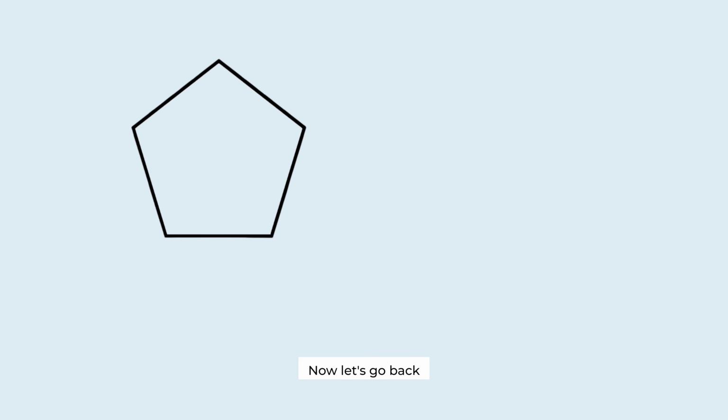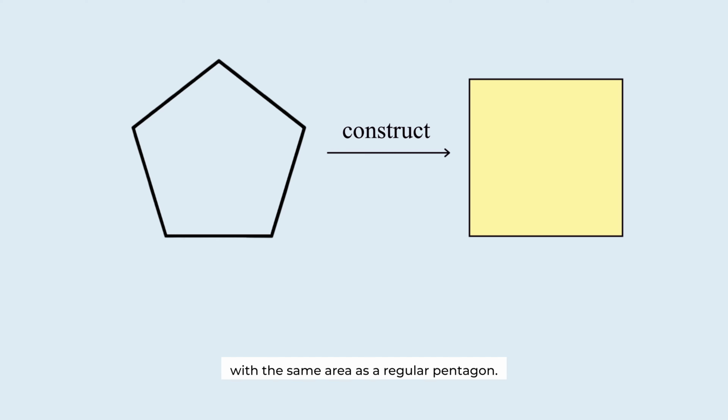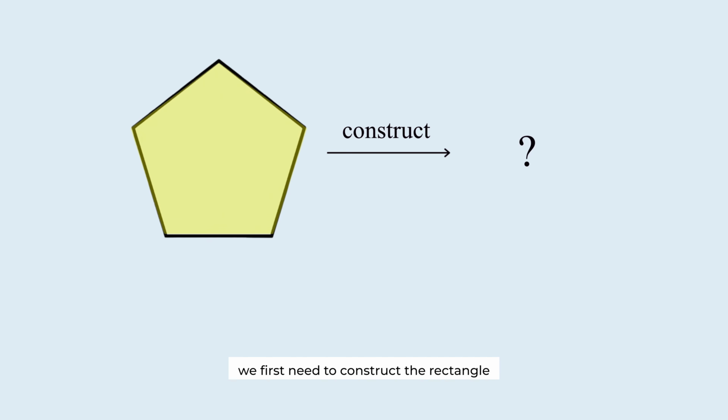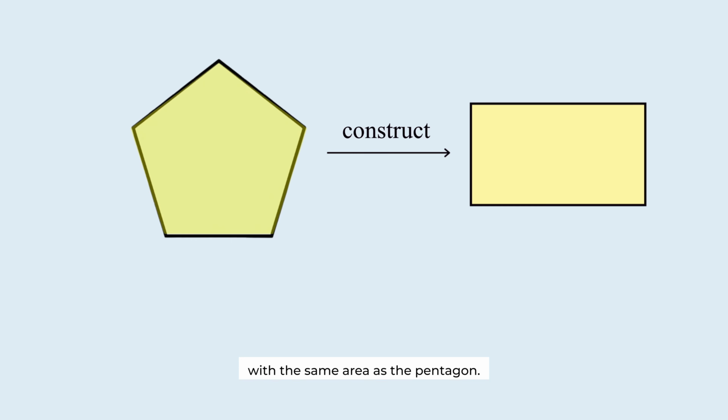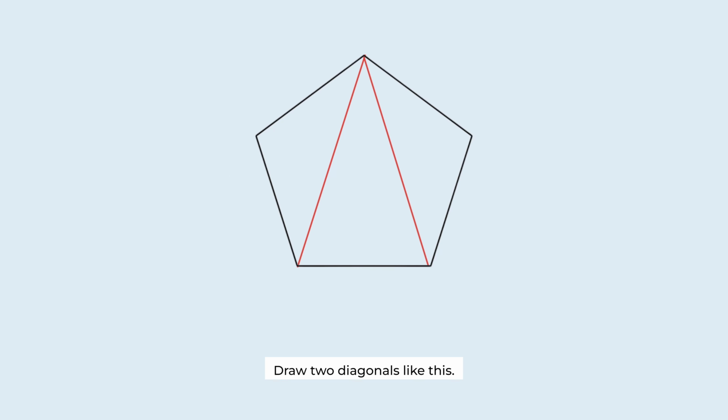Now, let's go back to the original problem. The goal was to construct a square with the same area as a regular pentagon. To do that, we first need to construct a rectangle with the same area as the pentagon. How can we do that? Draw two diagonals like this. The pentagon is now divided into three triangles.